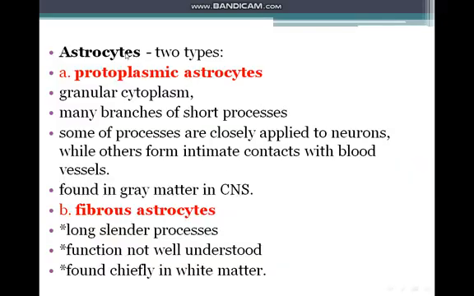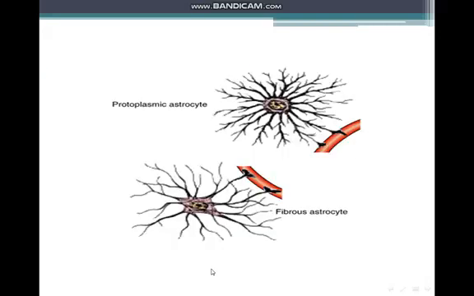So we have astrocytes of two subtypes. One is called the protoplasmic astrocyte, containing many branches which are short in length, and they are found in the gray matter of the CNS, and they have intimate contact with the blood vessels. And we have the fibrous astrocyte, in which the branches are longer and less in number, and they are chiefly found in the white matter of the nervous system.